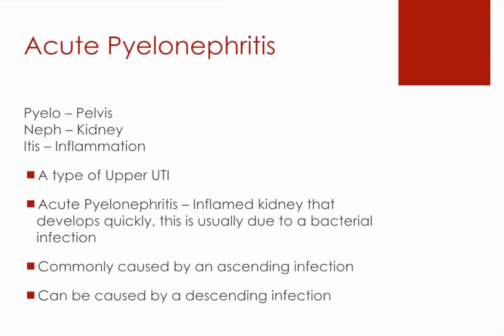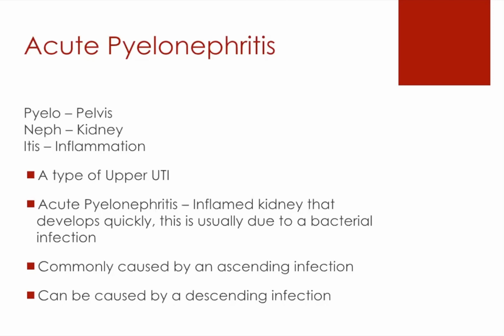Now let's talk about acute pyelonephritis. Pyelo refers to the pelvis. In this case, you're talking about the renal pelvis. Neph refers to the kidney, and itis refers to inflammation. It's a type of upper UTI. It's defined as an inflamed kidney that develops quickly, hence the term acute, and it's normally caused by a bacterial infection. Again, just like a lower UTI, it's commonly caused by ascending infection. Very rarely, it can be caused by a descending infection, and this means organisms made their way from the blood into the kidneys.